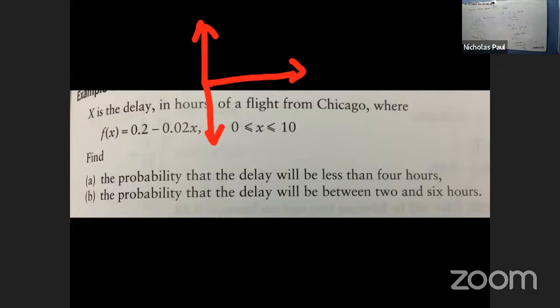Right? So when we find the probability less than 4, you know what we do, right? Plugging in the values 0 and 10. See what I get.